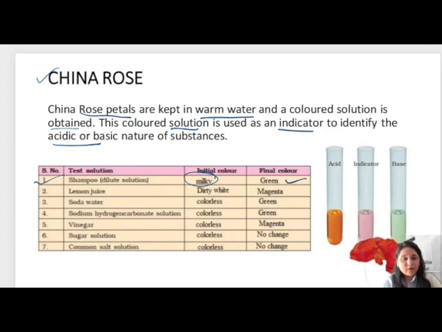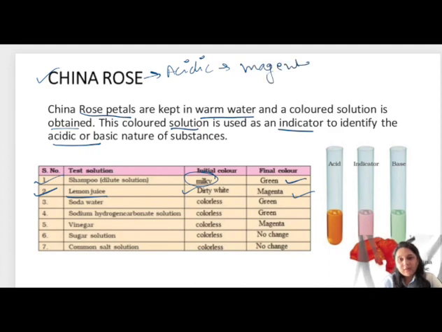Okay, let's talk about lemon juice here. If you are talking about lemon juice, its initial color is dirty white, or you can say not that clear. After putting the China rose solution in lemon juice, we are getting the magenta color. That means the lemon juice is acidic in nature. So for China rose, if the solution is acidic, we will get magenta color.